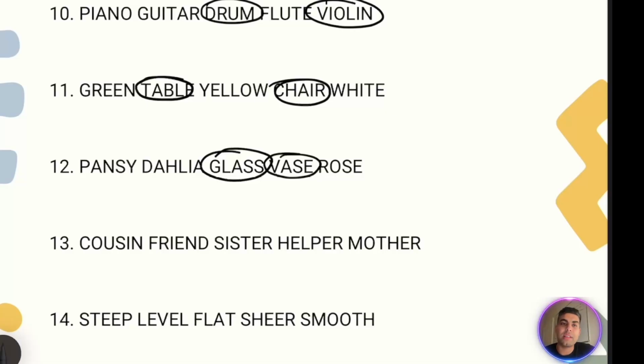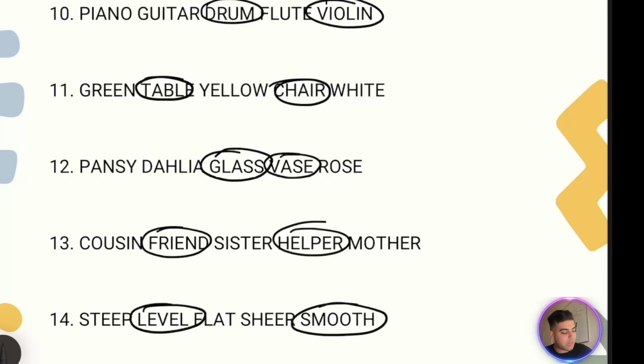Question 13. Cousin, friend, sister, helper, mother. Well, we know that cousin, sister and mother are family members, so that leaves us with helper and friend. And question 14. Steep, level, flat, sheer, smooth. So steep, flat and sheer describe terrain or surfaces, while smooth and level describe textures or conditions. So level and smooth are our answer here.